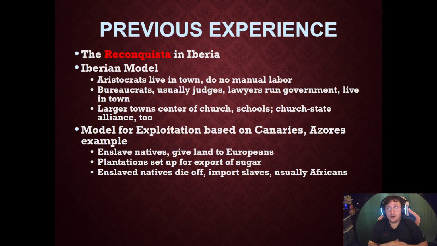Of course, aristocrats, who are going to be the wealthy, live in town. They do no manual labor. Bureaucrats are typically judges. Lawyers run the government. They live in town. Lawyers and judges are appointed by the king because it's a royal colony. Larger towns have a church in the center. They have schools, which are set up by the church because the church and the government are allied together.